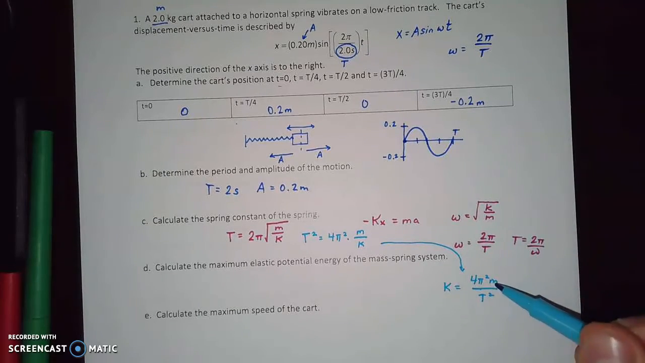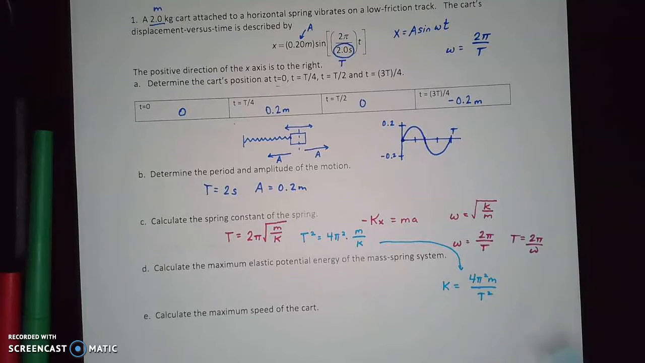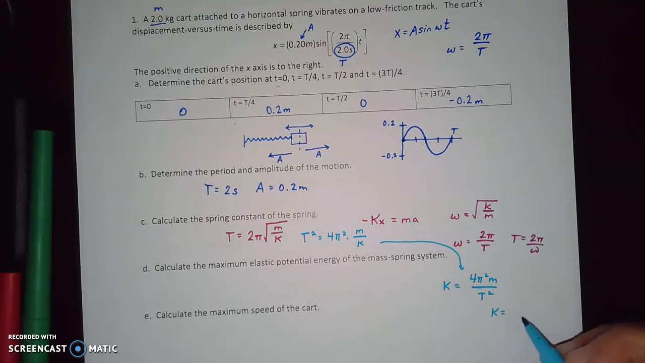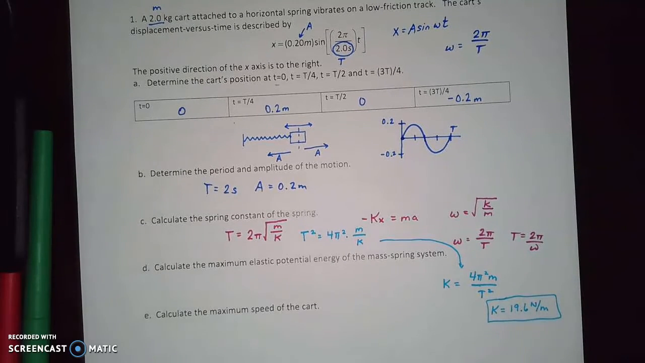And these are all numbers that I know. m is 2, remember, and T is also 2. So when I go through and I do this, I get k equals 19.6 newtons per meter. And that's me plugging in the numbers I know, where the mass is 2 and the period is also 2. So pi squared times 2 is essentially what we get.